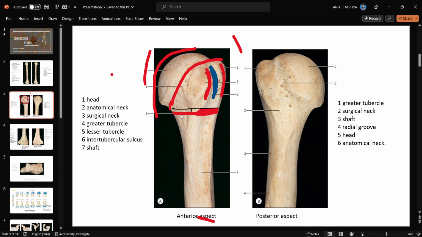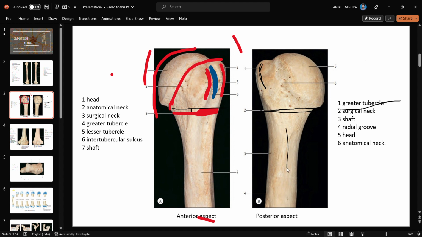Imagine when we see the posterior aspect of the bone, then we also see the greater tubercle. We talk about the greater tubercle that is present here. The lesser tubercle will not be visible from the posterior view. The surgical neck is the neck line from where, below, the bone goes straight.